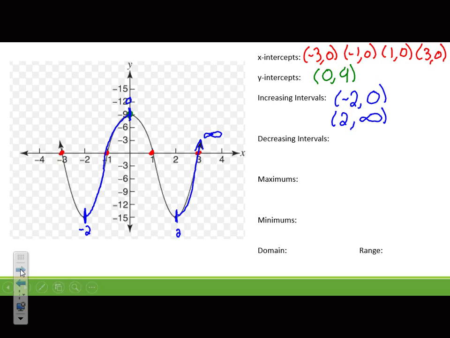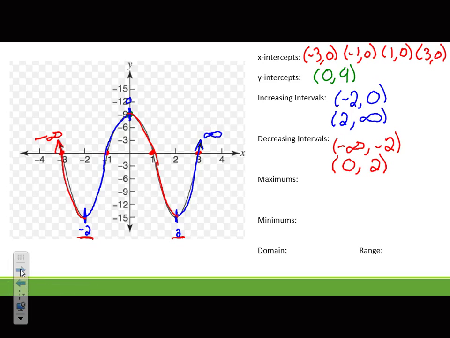Now if we look at where I'm decreasing, my y values are going down here. So I'm starting at negative infinity until I get to my x value, which is -2. So I have negative infinity to -2. And I'm also decreasing from 0 all the way down to 2. So my next decreasing interval is from 0 to 2. So there's my increasing and decreasing intervals.